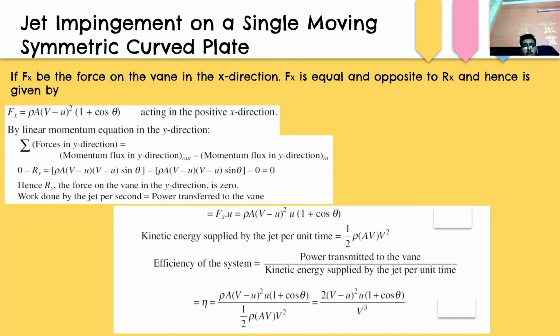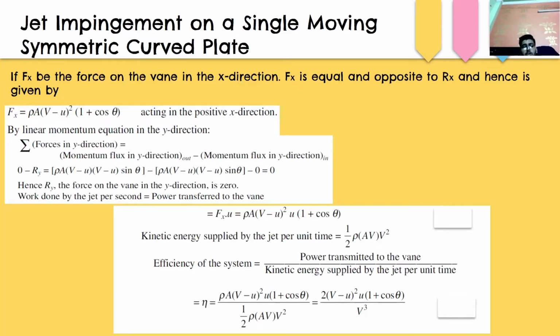Work done by the jet per second is equal to power transferred to the vane. Now the work done, or power, is equal to rho A relative velocity squared into u into 1 plus cos theta. The kinetic energy supplied by the jet per unit time is 1 by 2 rho A v into v squared.